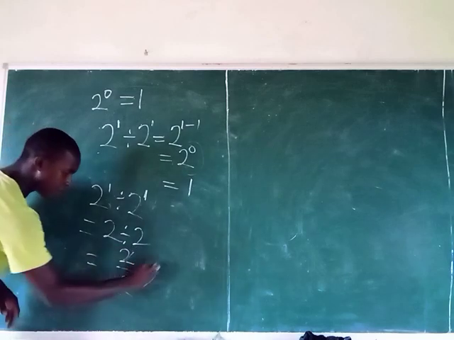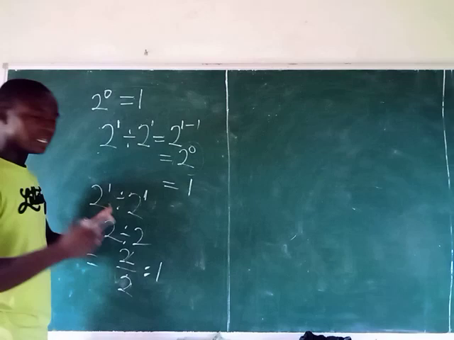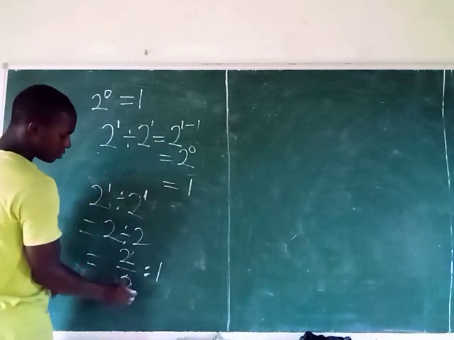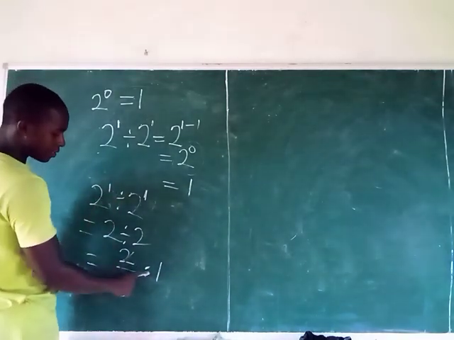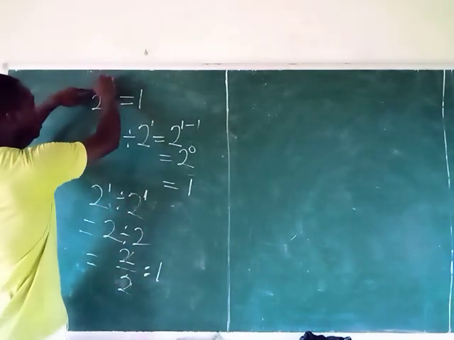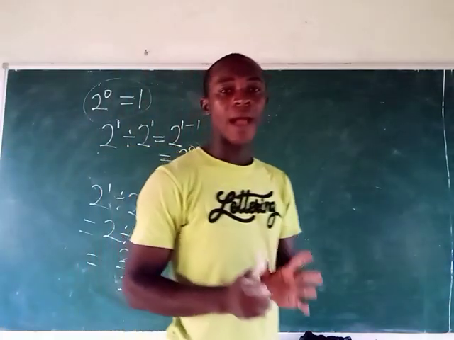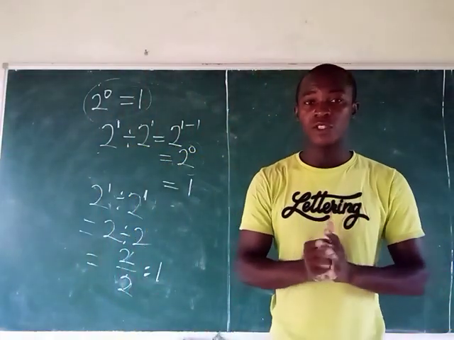This cancels and gives us 1. So can you see it? Can you see the reason why 2 raised to the power of 0 is 1? And can you see why this law holds in mathematics? So that is the reason why any number raised to the power of 0 is 1.